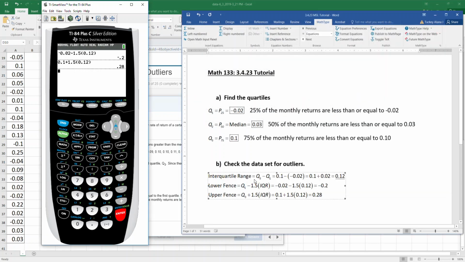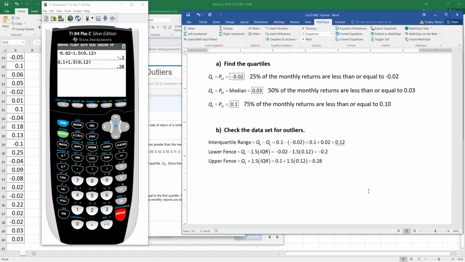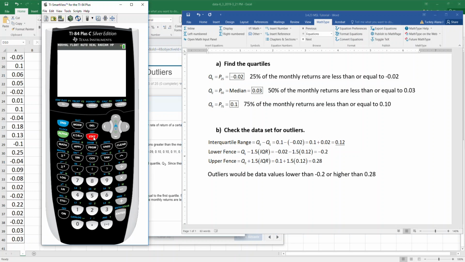Now, anything that is lower than, so outliers would be data values lower than negative 0.2 or higher than 0.28. So I would just need to know, are there any values that are that low or that high? Well, luckily for you, you have a sort feature in your calculator. If you hit stat and then number 2, you can actually do 2 or 3, sort A or sort D. Sort A will sort ascending, sort D will sort descending. So I'll sort in ascending order. I'll pick number 2, sort A.